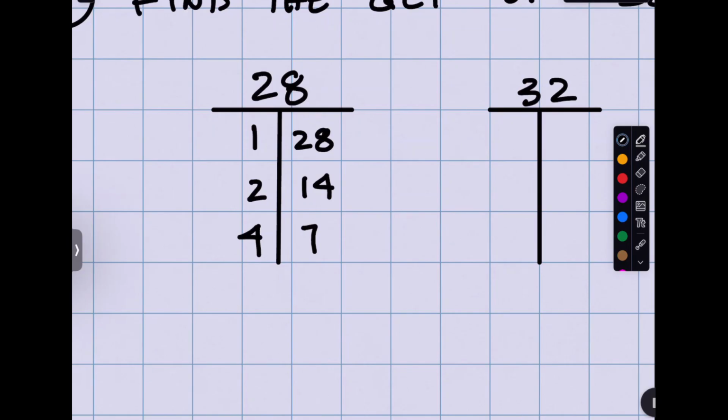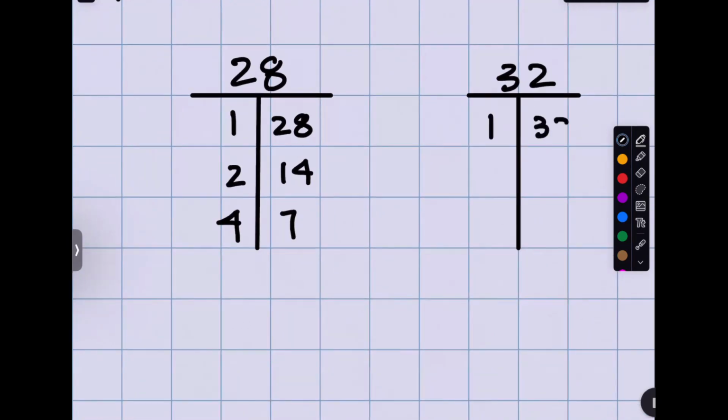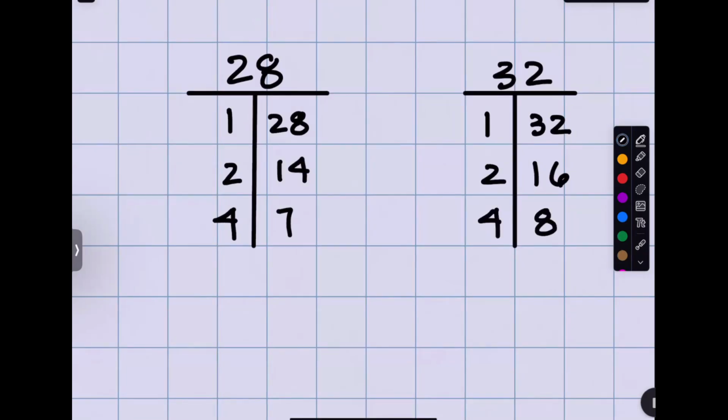32. Does 3 go into 32? No, because 3 plus 2 is 5. 5 is not divisible by 3, so therefore 32 is not divisible by 3. So those are my factors of those two numbers. The largest one that is in common is 4. So therefore we got it. So 4 is the GCF of 28 and 32. Okay?